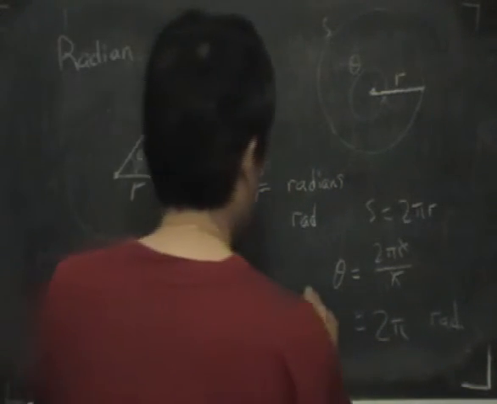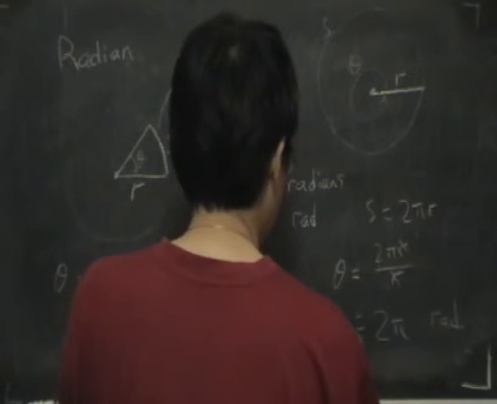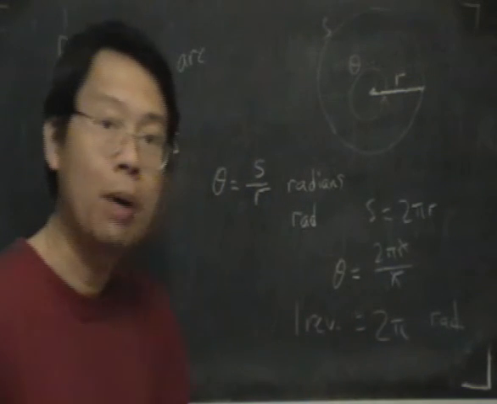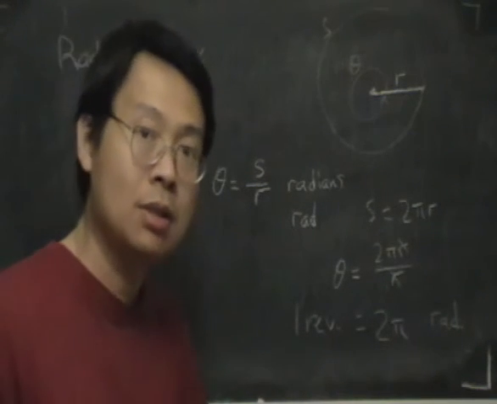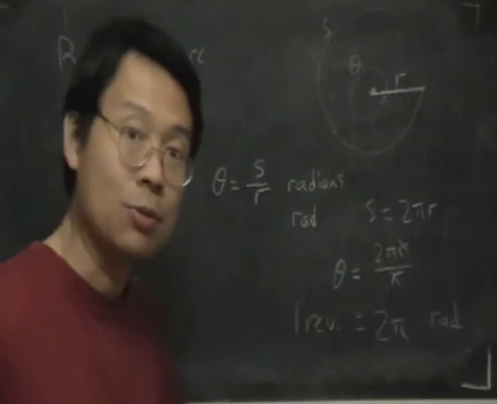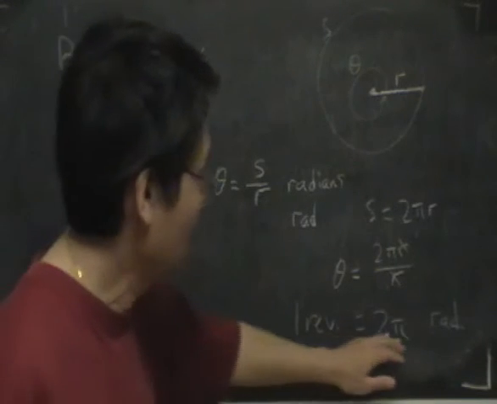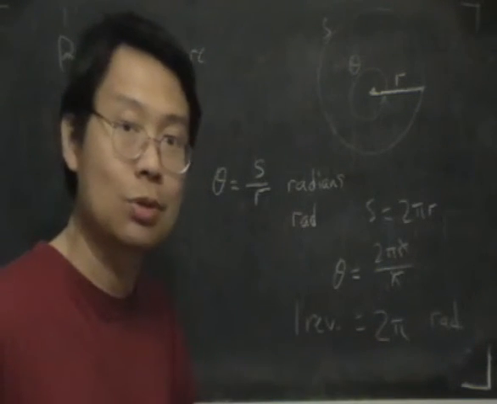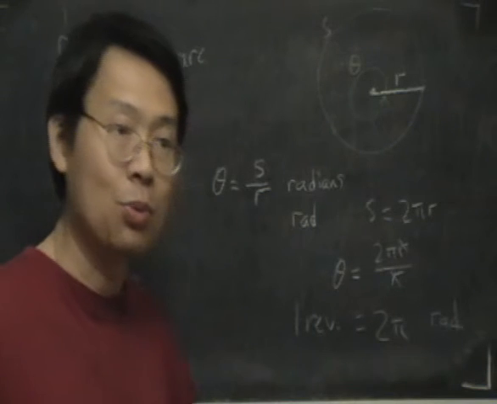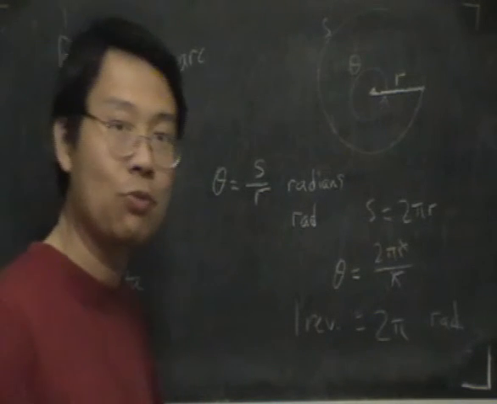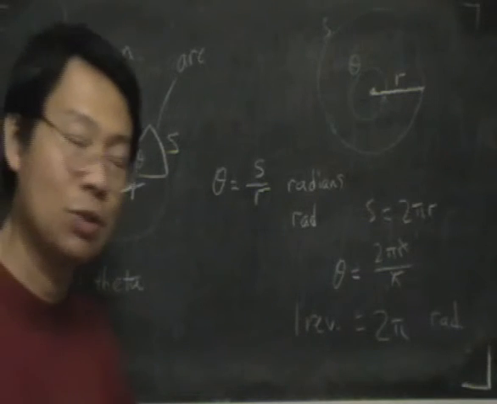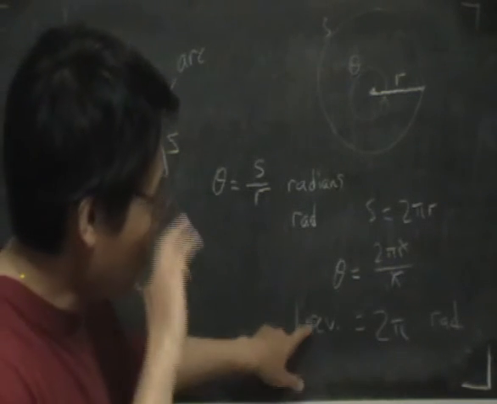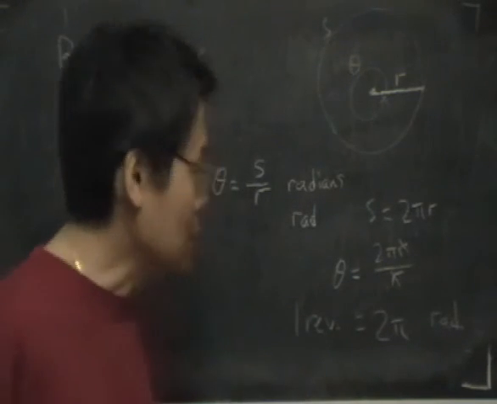So one revolution is equal to 2 pi radians. Okay, so now we have something very definite. We have some numbers here. Pi is not shown as a number, but you know how to find it. It's 3.1415 and so on and so on. You can just find it on your calculator. So one revolution is 2 pi radians.